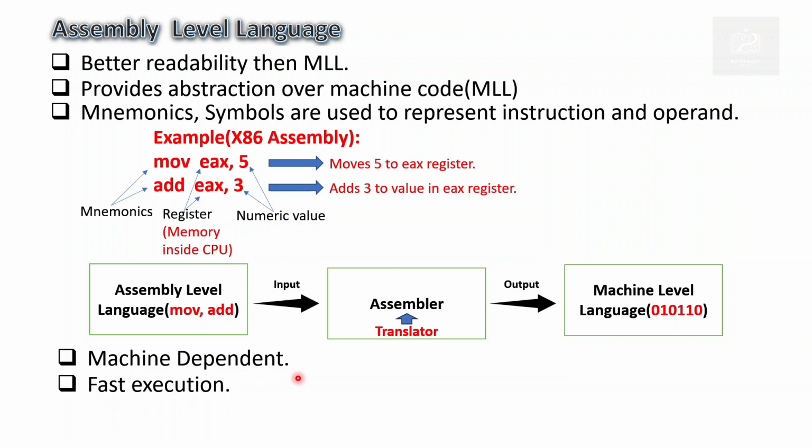Due to the fact that this is very machine dependent and it is particularly written for that target system, it is also fast to execute. As I already mentioned, a very little amount of abstraction is necessary. That is the only reason the assembly level language has significantly faster execution than that of high level language, but not faster execution than that of machine level language. Due to the fact that it is very fast to execute, we use it to write device drivers, kernels, etc.